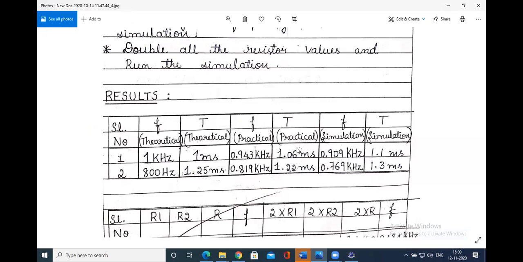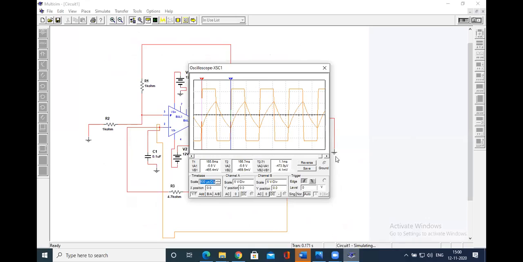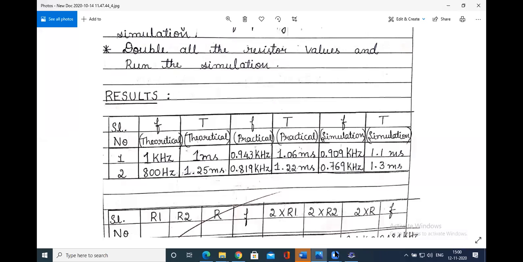How did you calculate it? That is the reverse of 1.06. Again, reverse of 1.1 milliseconds. What you have got in the simulation, the same thing we have found practically, almost the same, right? This table you have to write in the exam. For your exam, if you do it with a simulation, these values are not needed, but this table has to be plotted.